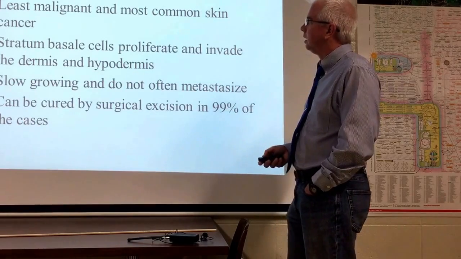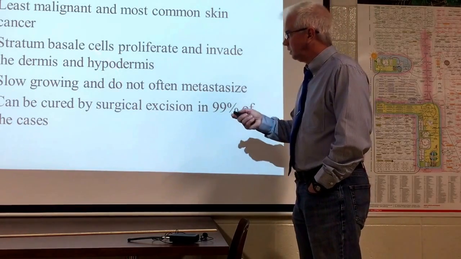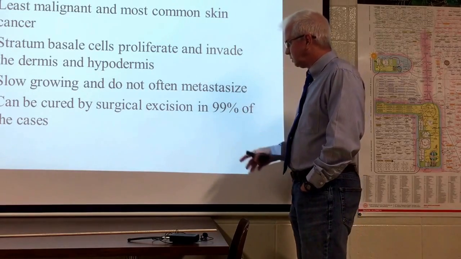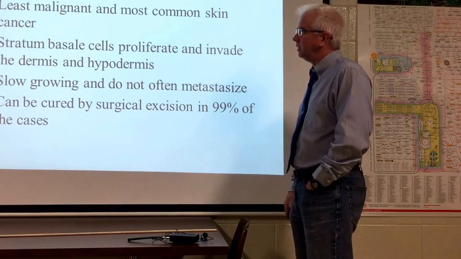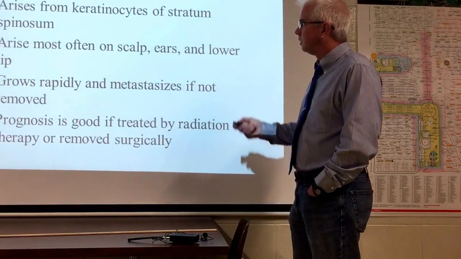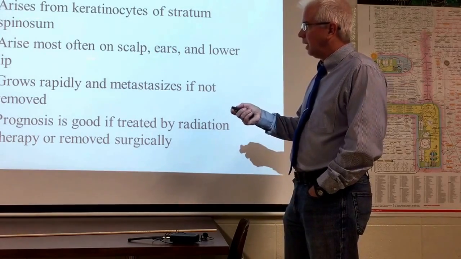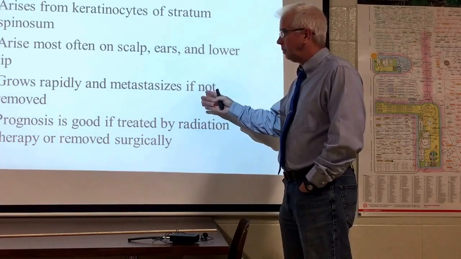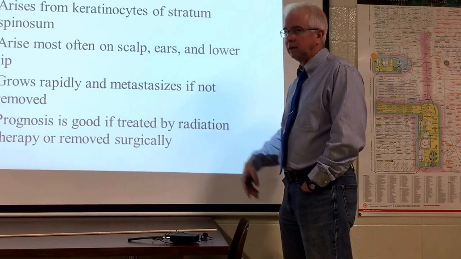All right, so one at a time. Basal cell carcinomas of the stratum basale, they're slow growing, and they can be cured by surgical excision. 99% of the cases, not very dangerous. Squamous cell carcinomas come from the spinosum, and they're oftentimes seen on the scalp and ears and lower lip. They will grow rapidly, and they can metastasize if not removed.